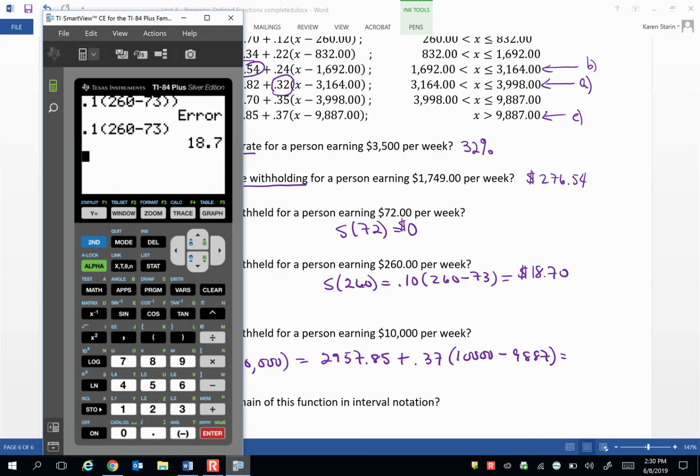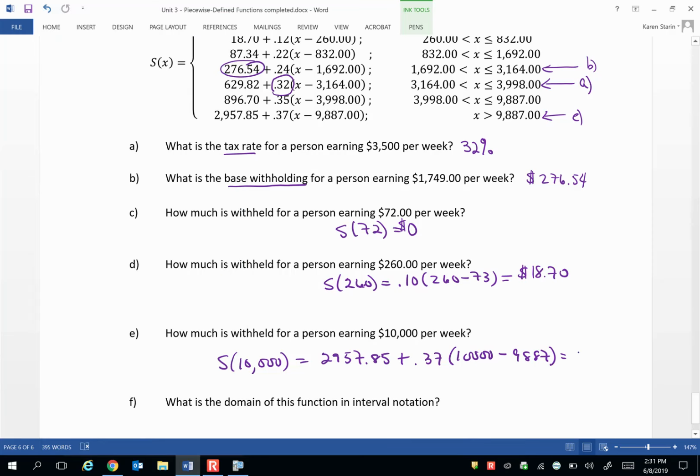Now, once again, I don't think I can do that in my head. If you can, that's wonderful. But 2957.85 plus 37% of the difference between 10,000 and 9,887. So that looks like if you earn $10,000 a week, you will be paying $2,999.66.